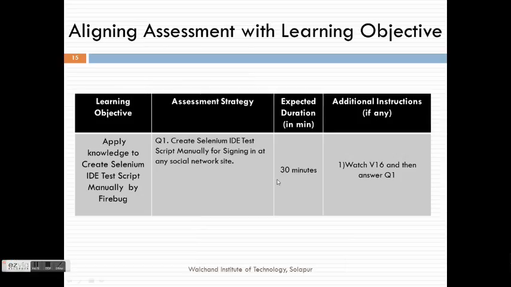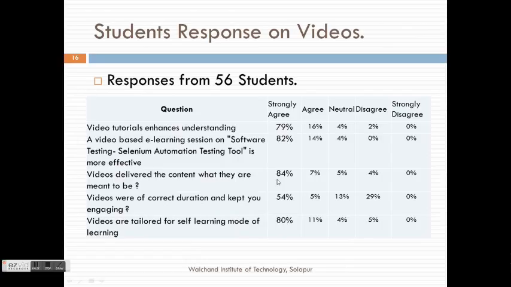Okay, now coming back to the presentation. What we found from the students: these responses are a summary of the feedback received. We asked the following five questions. Do video tutorials enhance your understanding? Yes, 79% of students agreed that it enhances their learning. Is video-based delivery more effective? Yes, they found it more effective than regular classroom delivery.